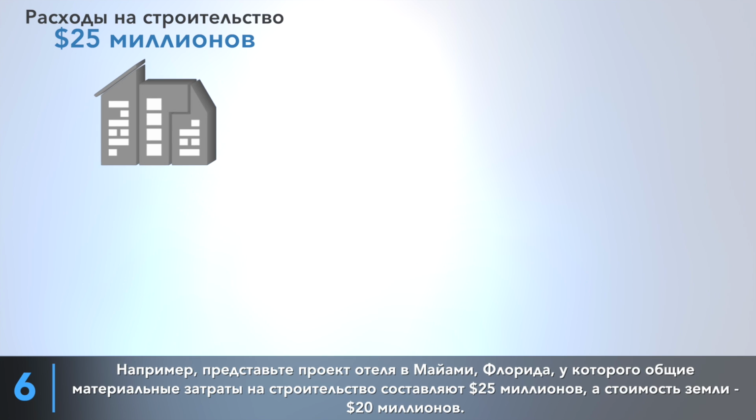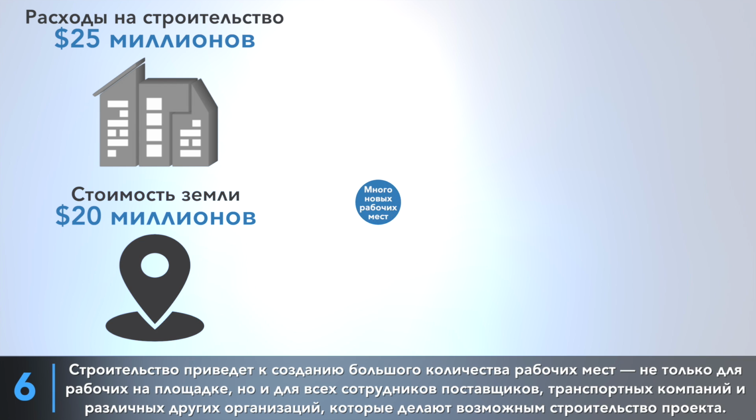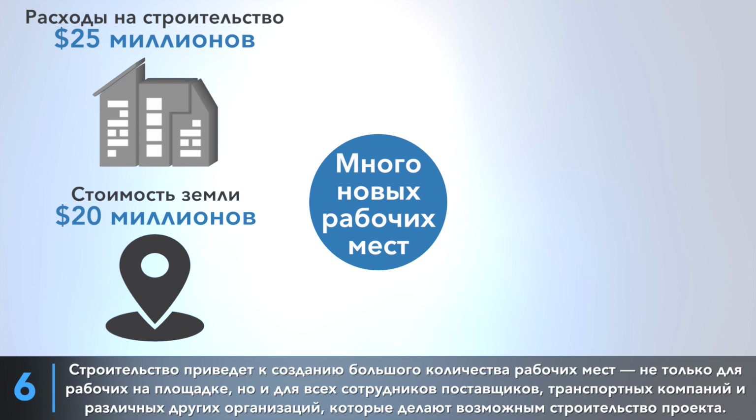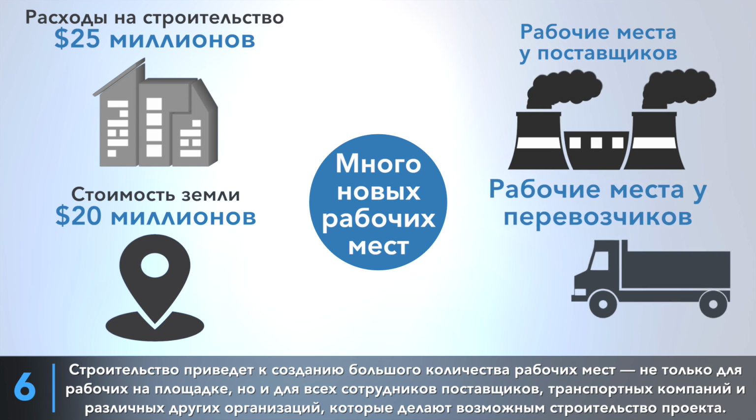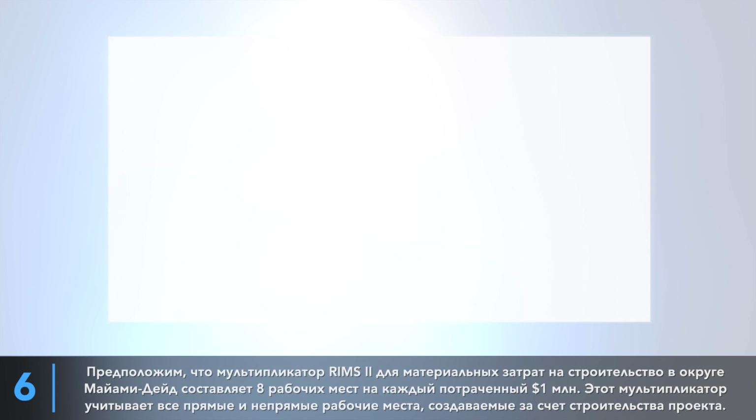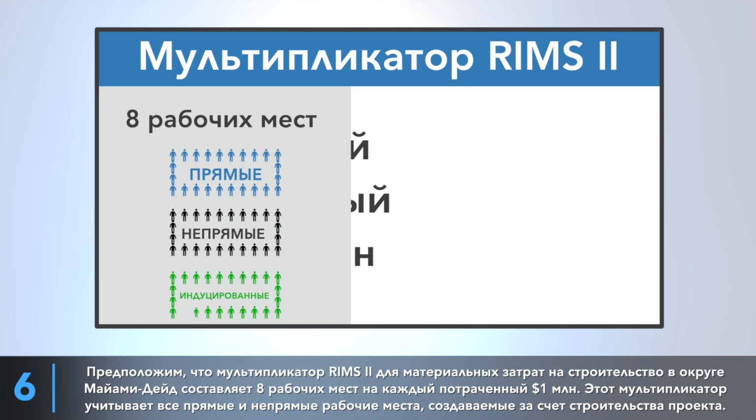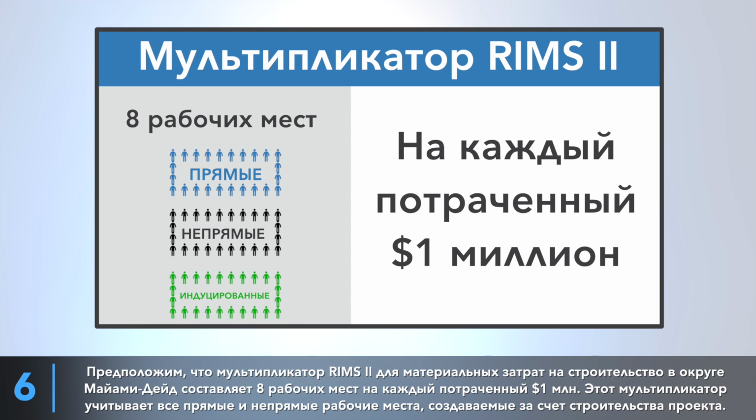For example, imagine a hotel project in Miami, Florida, in which the total hard construction cost is $25 million and land cost is $20 million. The construction will create many jobs, not just for the workers on site, but also for all those employed by suppliers, transportation companies, and various other businesses that make the construction on the project site possible. Assume the RIMS-2 multiplier for hard construction spend in Miami-Dade County is 8 jobs for every $1 million spent. This multiplier includes all direct and indirect jobs from the construction of the project.